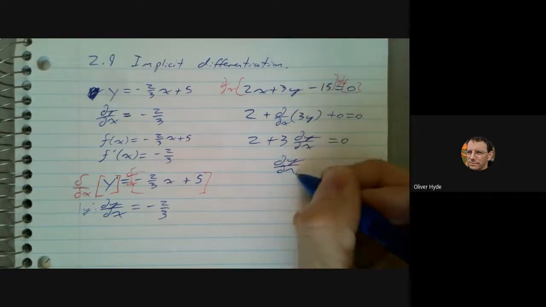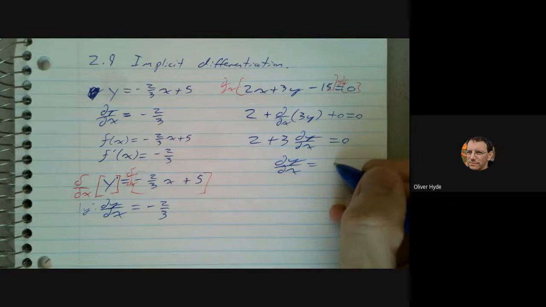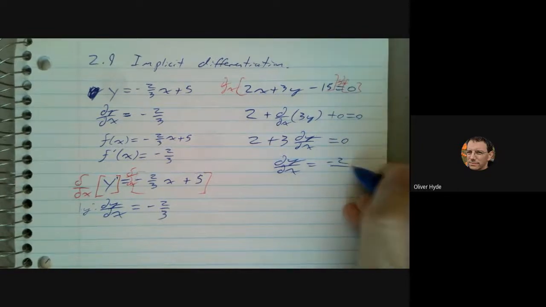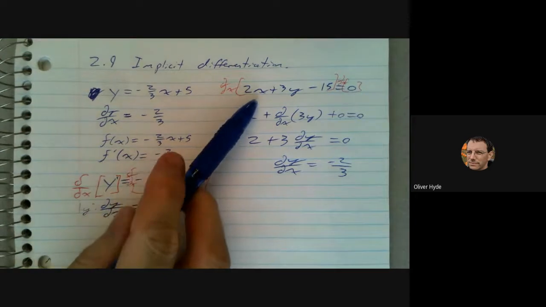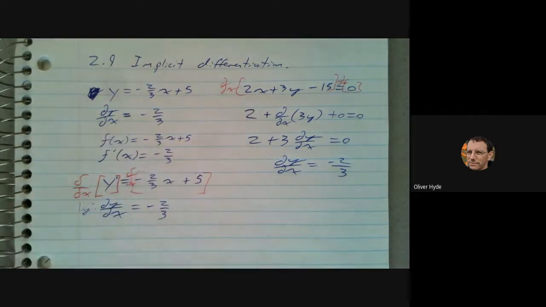Now you're going to have to isolate eventually. I'm going to subtract 2 from both sides and then divide both sides by 3. But you can kind of make a choice as to whether you want to rearrange first or differentiate first. And often differentiating is going to simplify your function. So it might make isolating a little bit easier.